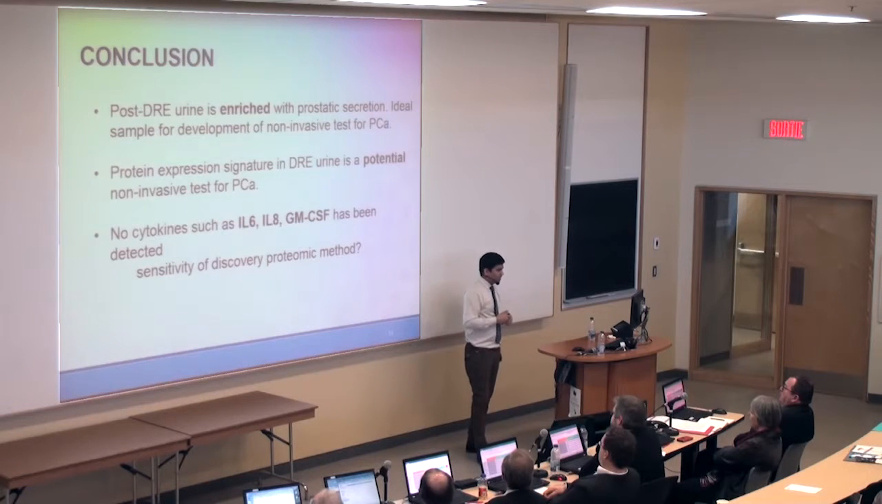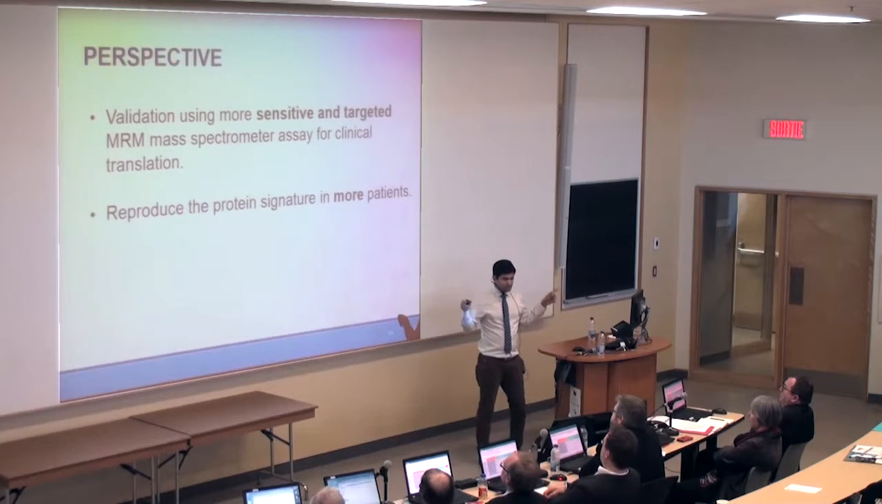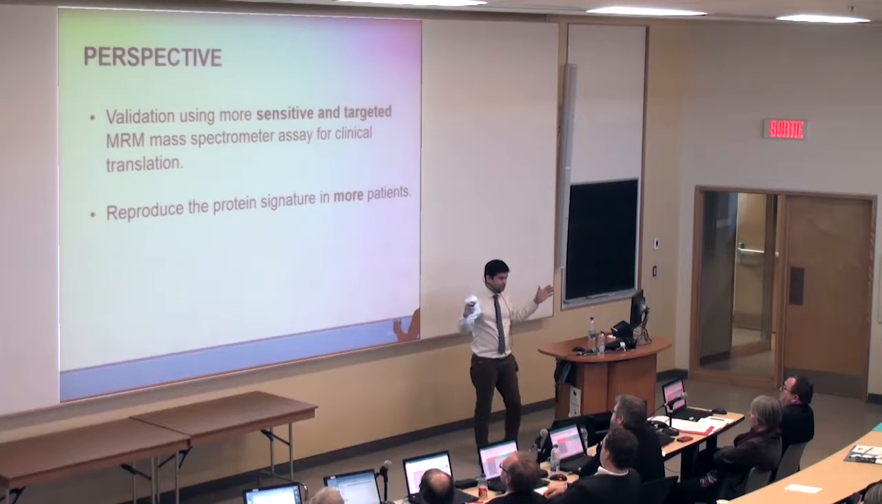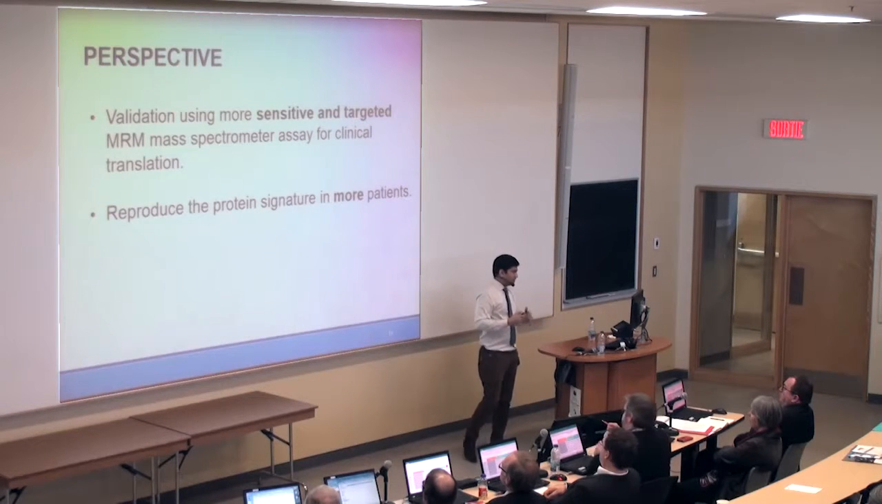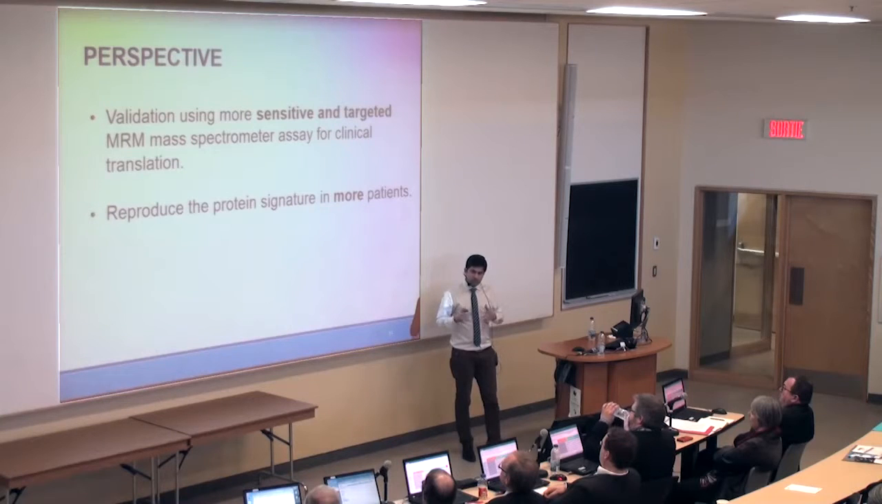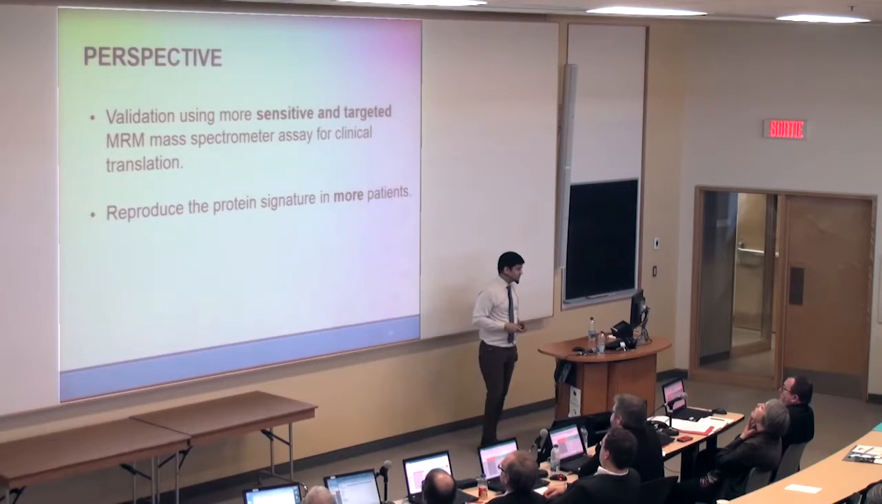So what we are doing next, instead of looking at 400 to 500 proteins in discovery proteomics, is restricting to 50 to 60 targets, which is called MRM assays, and which leads to a 100-fold more sensitivity. And we'll define a signature and validate it with a larger number of patients. We are collecting samples from more patients right now.